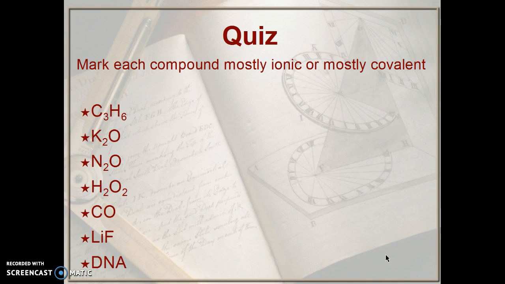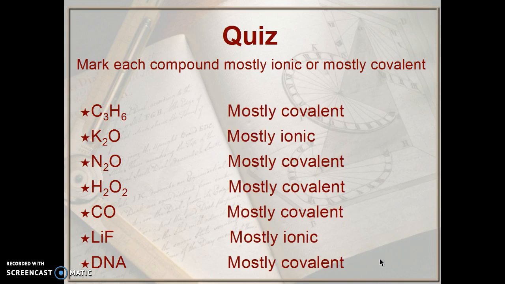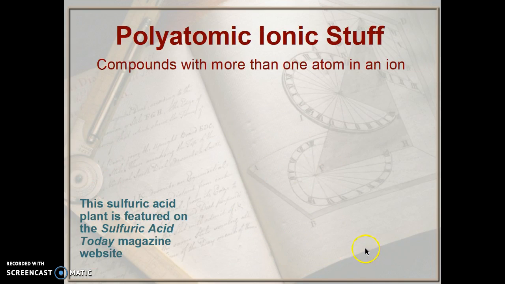So stop this video and mark each compound mostly ionic or mostly covalent, then turn it back on and check your answers. Now, compounds with more than one atom in an ion are called polyatomic ions.